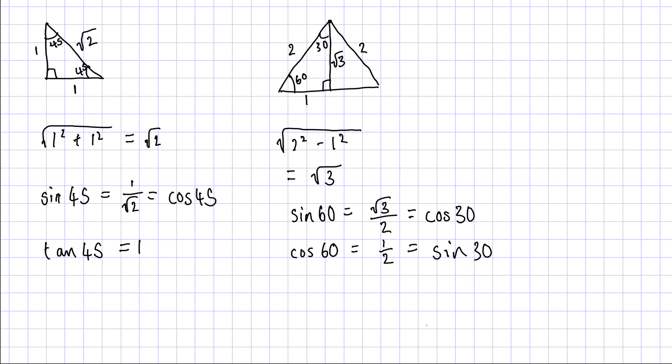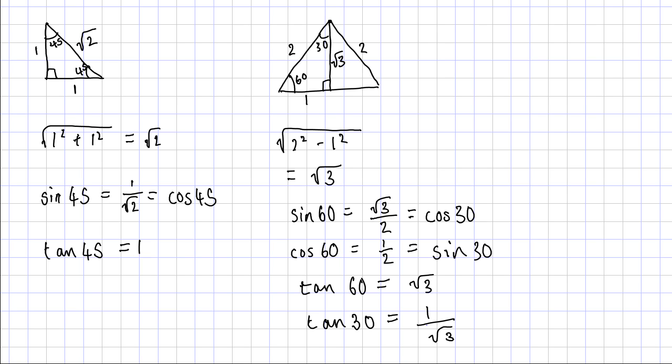Now I can find tan of 60 and tan of 30. Tan of 60 is root 3 over 1, opposite over adjacent, so tan 60 is equal to root 3 over 1, which is just root 3. And tan 30 is 1 divided by root 3, so tan 30 is equal to 1 over root 3.